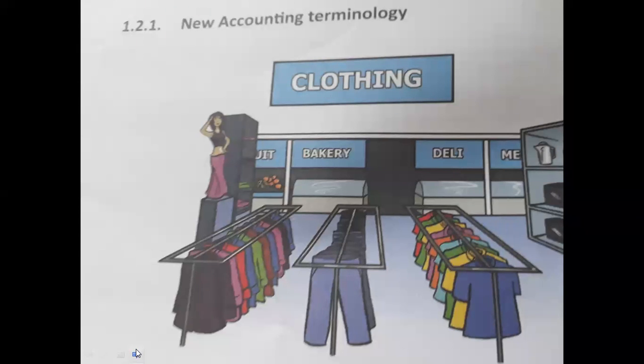So the first important thing is you need to know the difference between a service enterprise and a trading enterprise. A service enterprise, as in the previous slide, is where a service is rendered to the public. While a trading enterprise, if you look at this current slide, is where items or products are sold. You need to know examples of them.